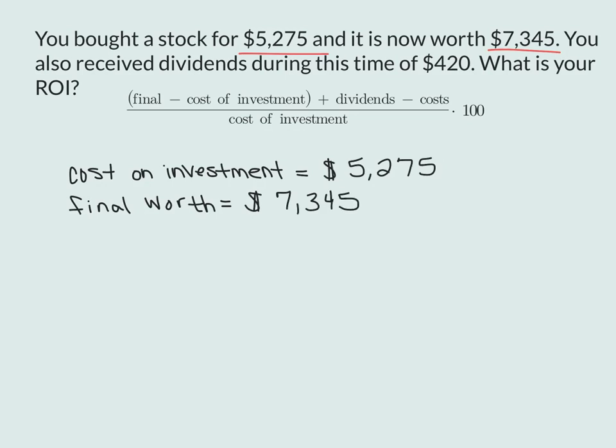Now we need to determine if we received any dividends or if we had to pay any costs associated with the investment. So the problem doesn't tell us that we have any costs associated with it, so we can ignore that value since it's 0. But our problem did tell us that we received dividends of $420. So we need to put that into our formula. So we'll take these values and substitute them into the formula above to find the return on investment.